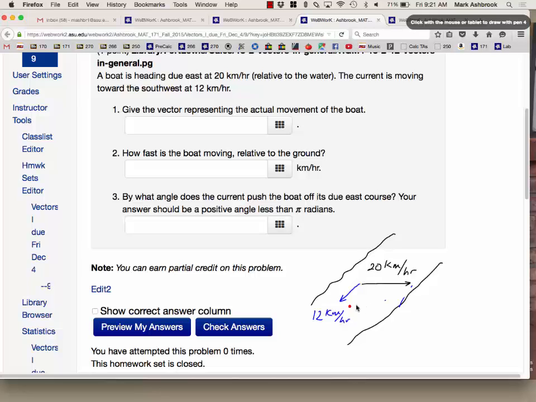So basically, the red one here. I'll just take this one here, and we put it tail to tip, like that. This is our heading of the boat, like this. So then the resultant vector is something like that. That's how the boat is actually going to go down the river, right? So it's mostly going to the east, but then as it goes to the east, it's going to get pulled to the southwest by the current.